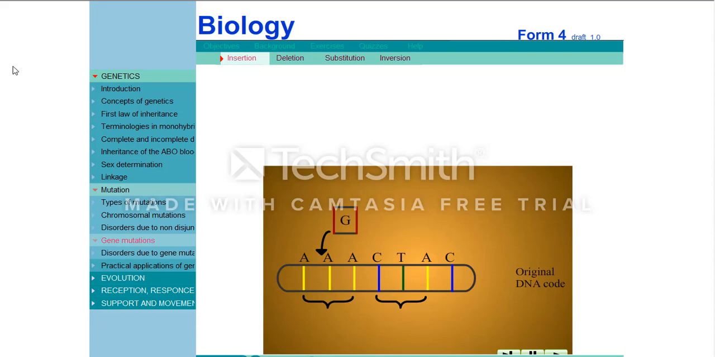Insertion. It refers to addition of a base into an existing DNA strand. This alters the amino acid alignment. Play the animation to see how insertion occurs.